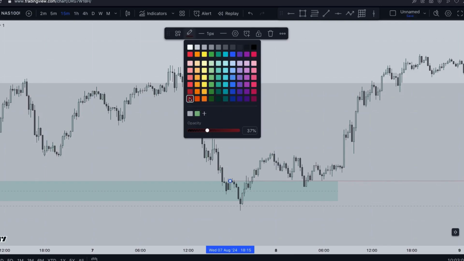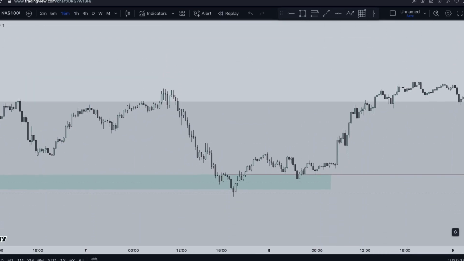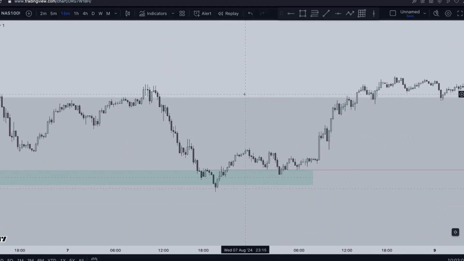All you just have to do is align yourself with the higher time frame. That's where you get the high probability order block. All right? You have to align yourself with the higher time frame. That's just it.